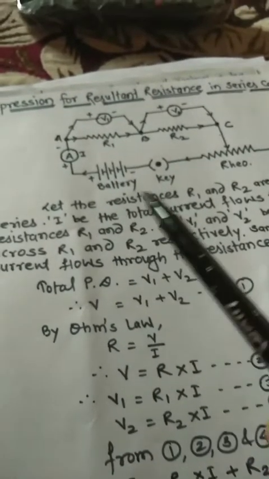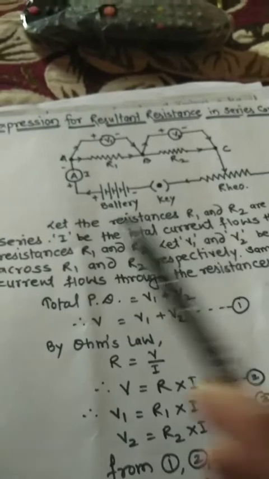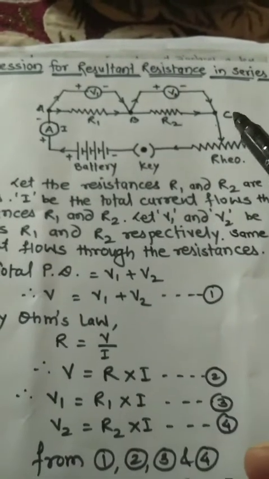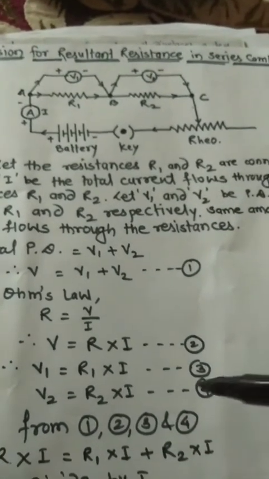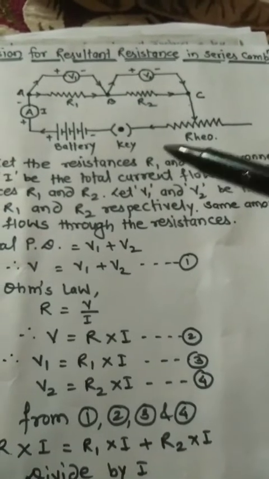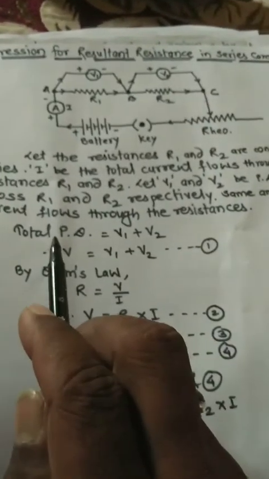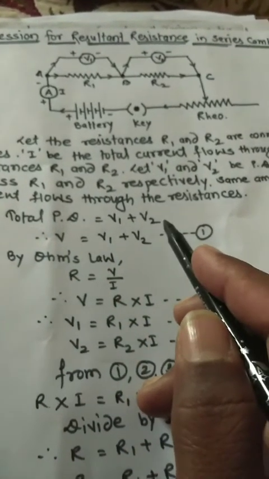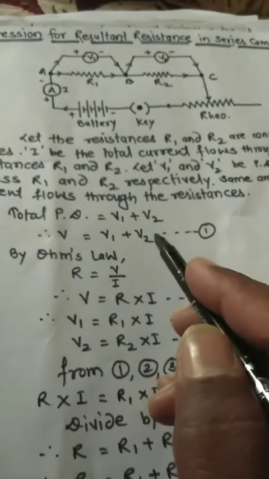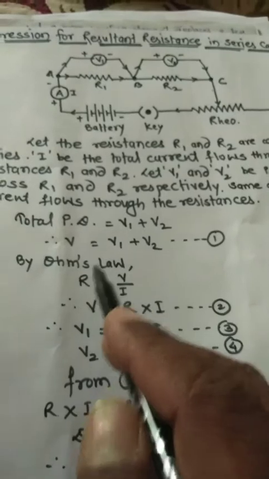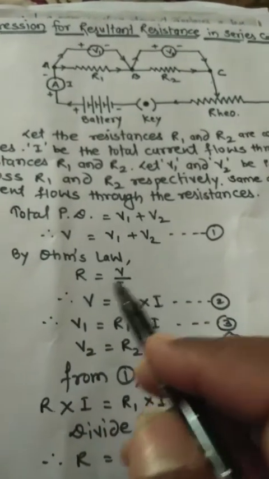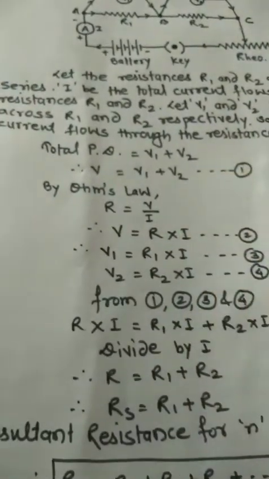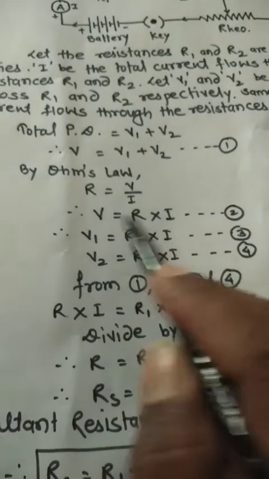So according to the characteristics of series combination, the same amount of current flows in the circuit. What we studied? The same amount of current flows in the circuit in series combination. So according to that, the potential difference is different. So the potential difference V equals V1 plus V2. By Ohm's law, R equals V by I. So therefore V equals R into I. So this is the total potential difference.